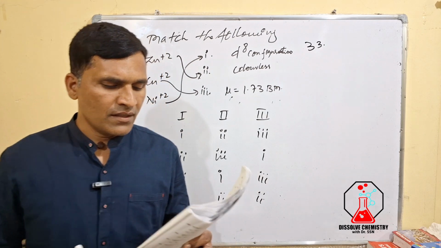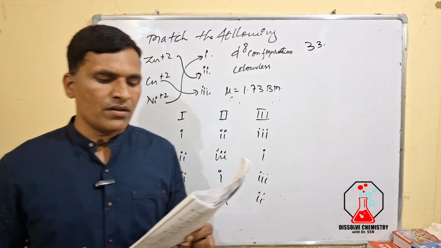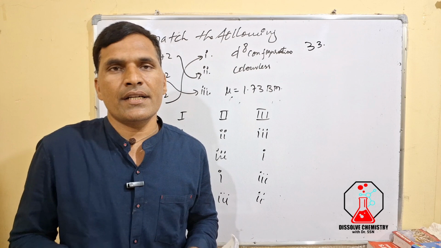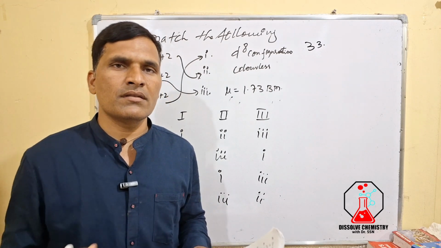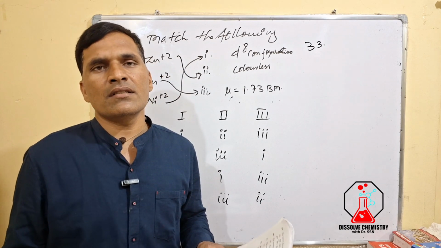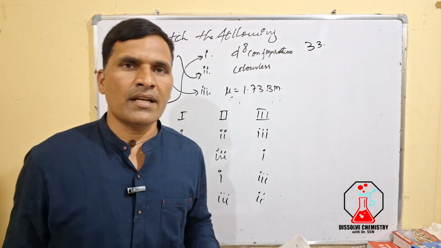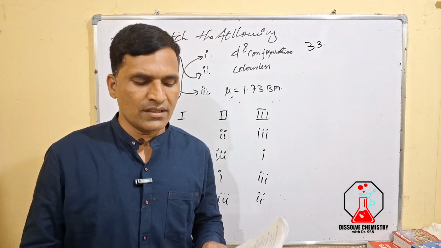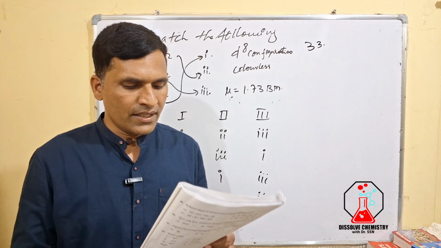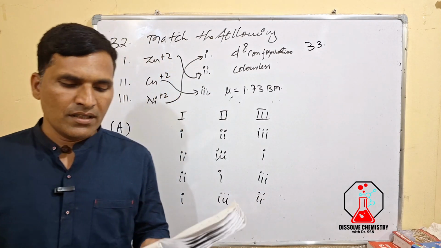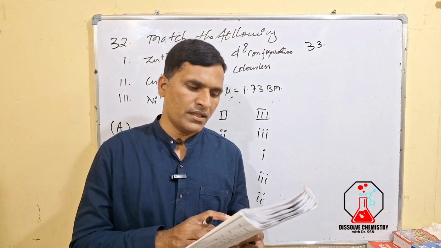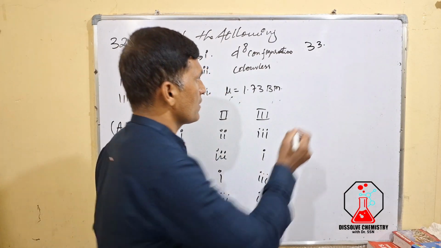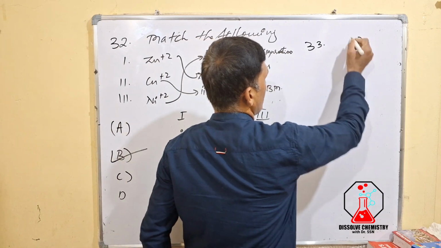And D option is color of lanthanoid ion in solution is due to d-d transition. d-d transition occurs in d block elements. Lanthanoids are f block elements. So therefore the color arises in lanthanoids due to f-f transition. So therefore the D option, color of lanthanoid ion in solution is due to d-d transition, is the incorrect statement. Okay, question number 33, option is D.